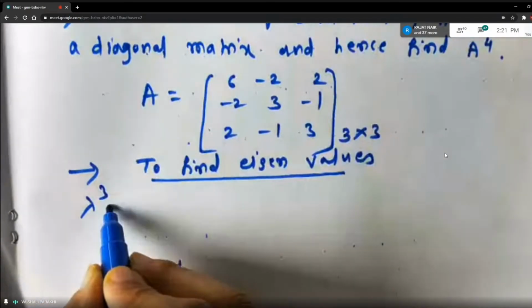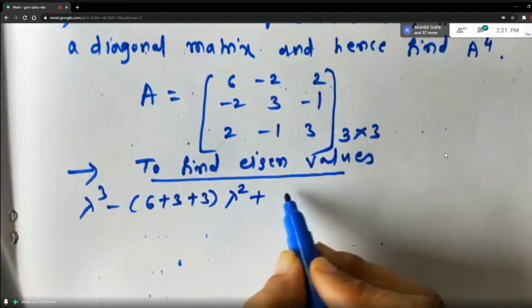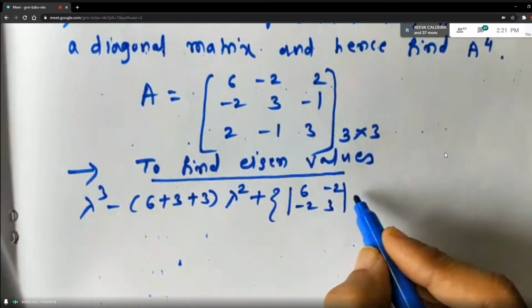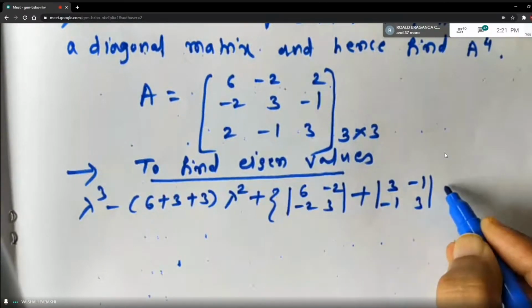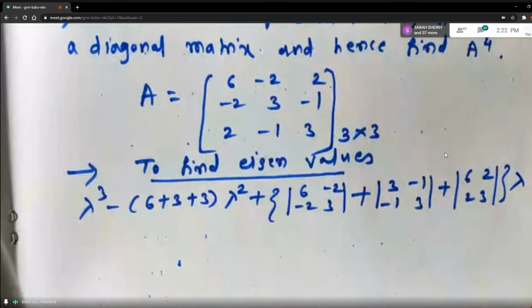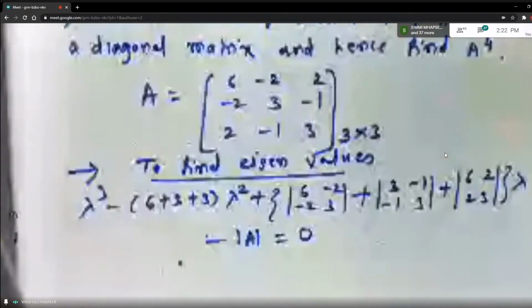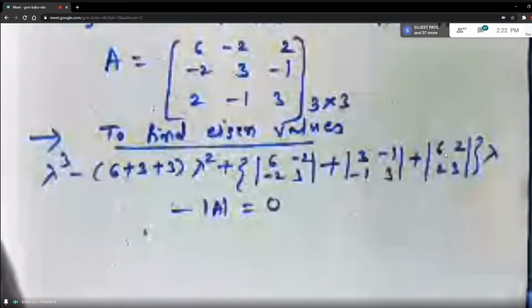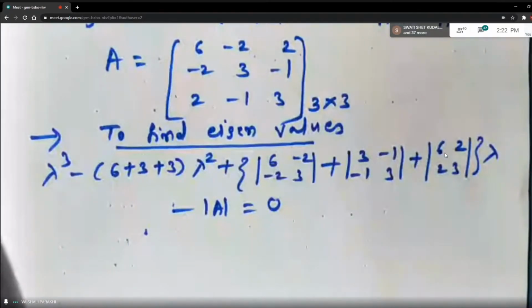Lambda cube minus sum of diagonal elements lambda square plus the sum of minors of diagonal elements, lambda, minus determinant value is equal to 0. Okay. So this is the shortcut formula I told you already we are going to use.